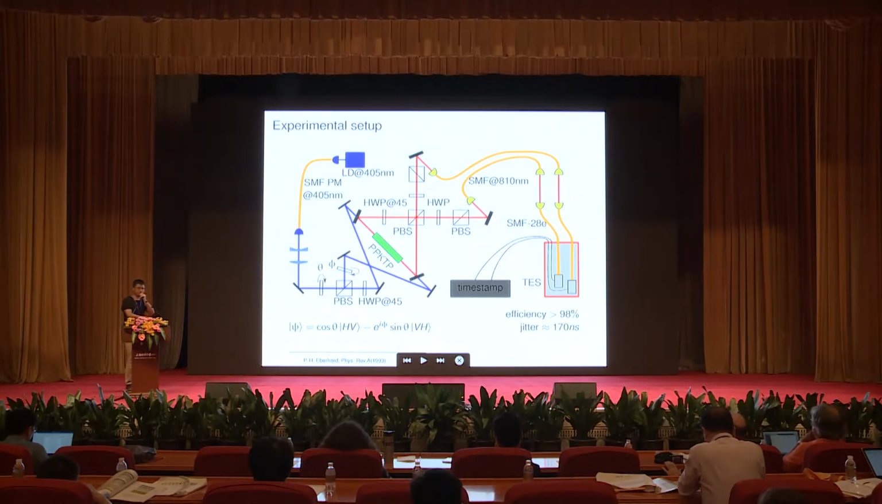But in order to close the detection loophole, we also need a high efficiency photon detector. Here we use the superconducting transition edge sensor, which is a superconducting material held at the transition edge temperature, around 18 millikelvin. The resistance of the detector is very sensitive to temperature. So when a photon arrives, it heats up the detector and changes the resistance. We measure it with a readout system, and then we detect the photon. The advantage of this detector is its very high quantum efficiency, more than 98%, but the jitter is around 170 nanoseconds.